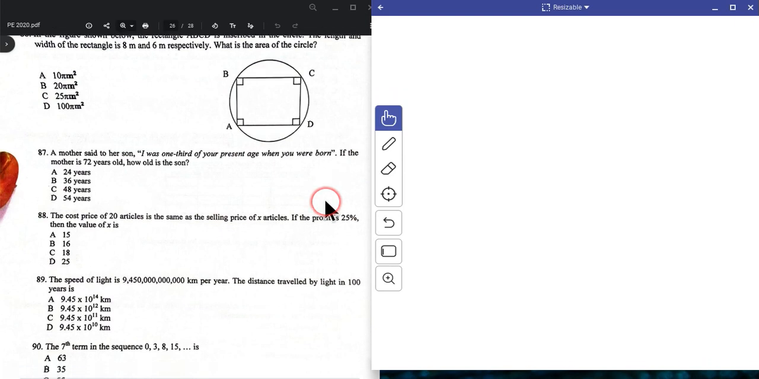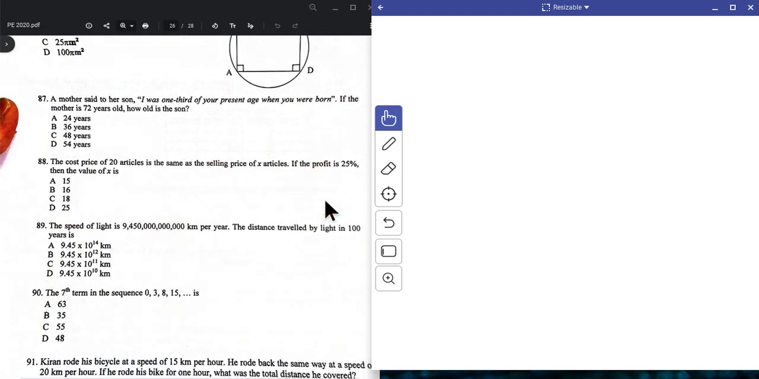Now let's look into question number 88. The cost price of 20 articles is the same as the selling price of X articles. If the profit is 25%, then the value of X is. So in such type of question, what we need to do is assume some cost price.